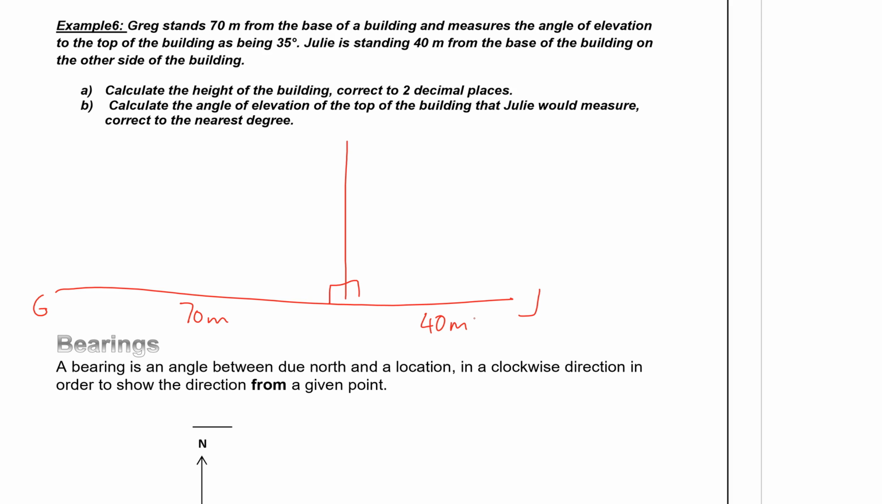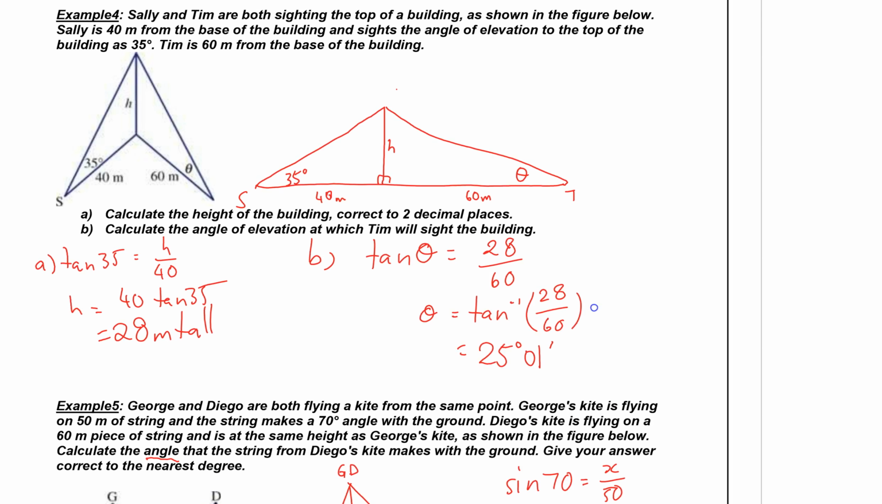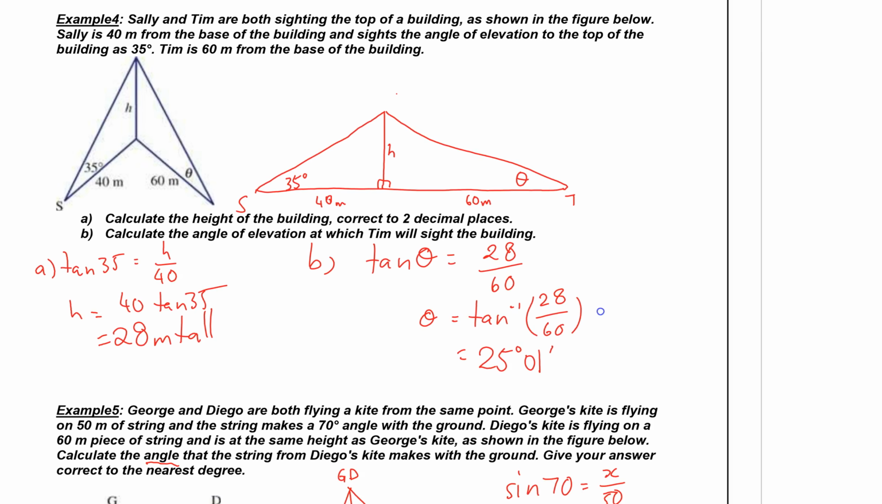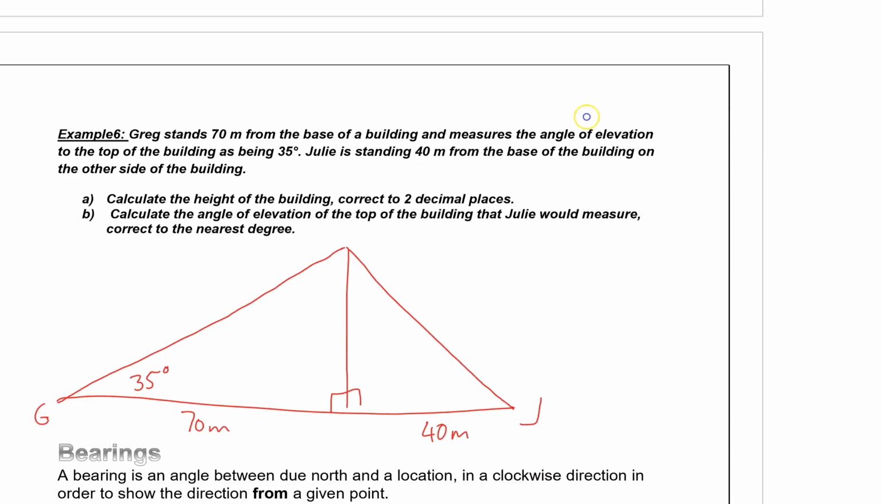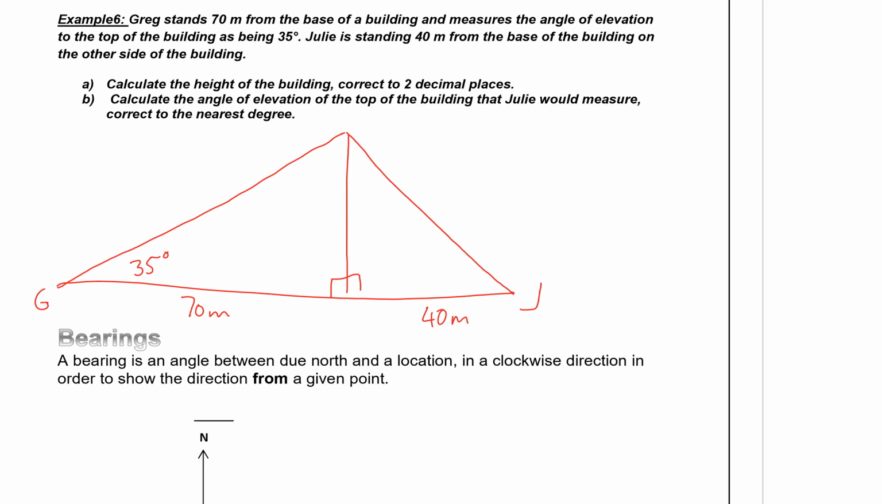Now, from Greg to the top of the building, 35 degrees. From Julie to the top of the building, that's what we don't know. I want the height of the building, and I want the angle of elevation here. Come back here, very, very similar to this one, except for the 40 and 60. So you see these right angle problems with two triangles, usually it's a matter of this back-to-back stuff.